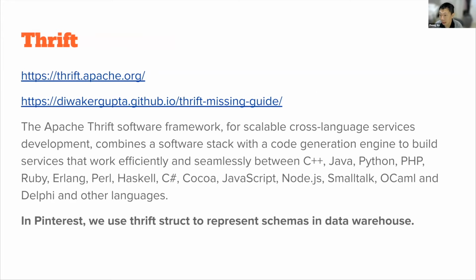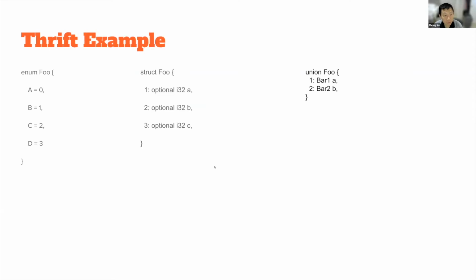It's just a hard-coded schema in a file, and it can represent any data structures. It can be compiled into different languages and do serialization, deserialization, and so forth. Here are some Thrift examples. We have a Thrift enum, for example, with A, B, C, D. We have a struct Foo that has three columns. And we have a union of two different structs.